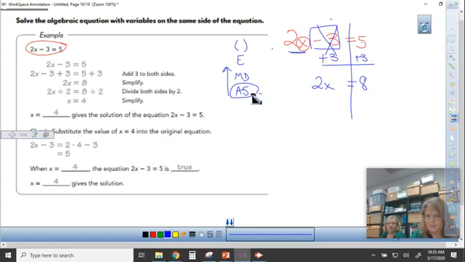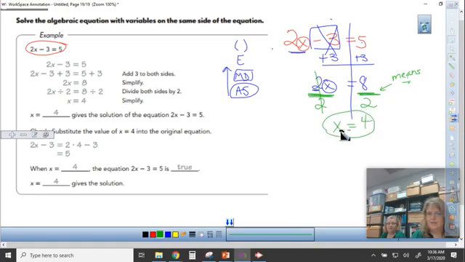Do I have any more adding or subtracting? No, so I move on up to the multiplying or dividing. I do have a multiplication problem right here, 2 times the x. I want to undo that multiplication, and I do that by doing the opposite of multiply. I'm going to divide both sides. Remember that that fraction bar means divide. And so I'm dividing both sides by 2. 2 divided by 2 is 1. Those cancel each other out. 1 times x is x. And then I have 8 divided by 2, which is 4.